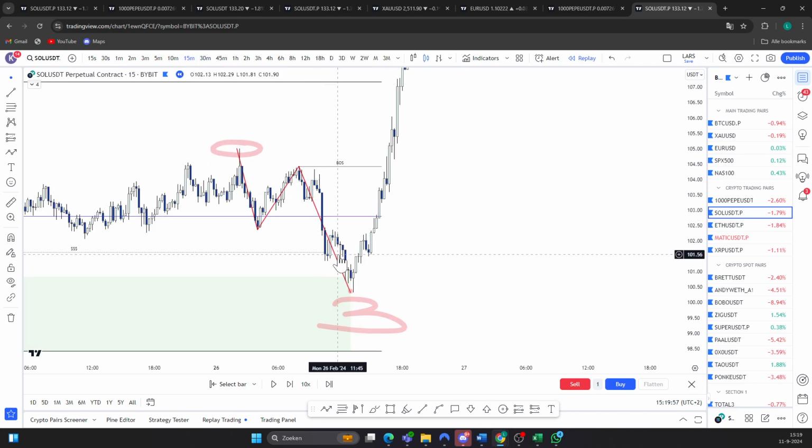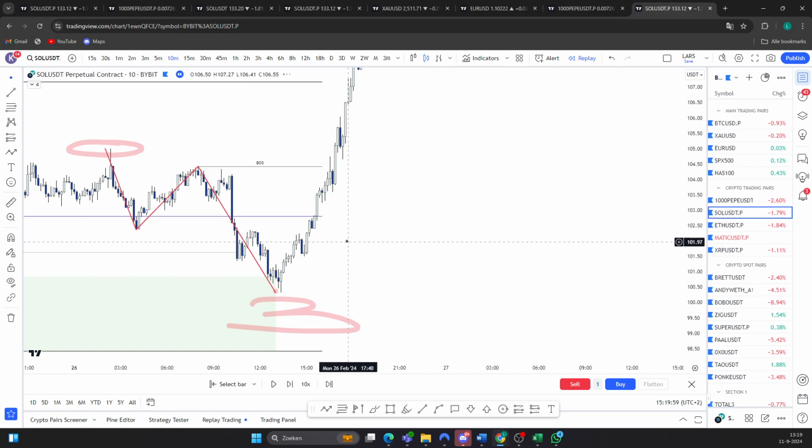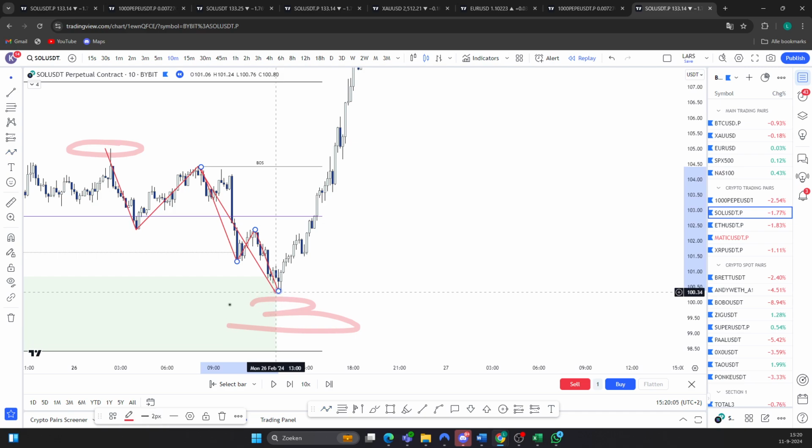Do we have 15-minute structure? No. Let's go on the lower time frame. Do we have 10-minute structure? Yes. We have a low, and we have a lower high, and we have a lower low. Boom. Make that blue. Technically, I think I see even more, guys.